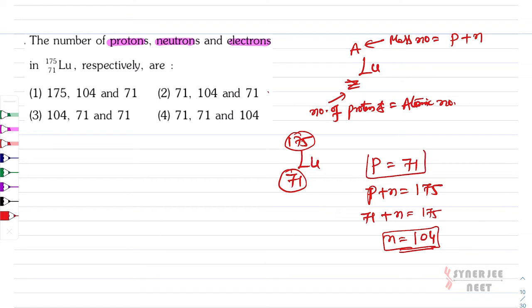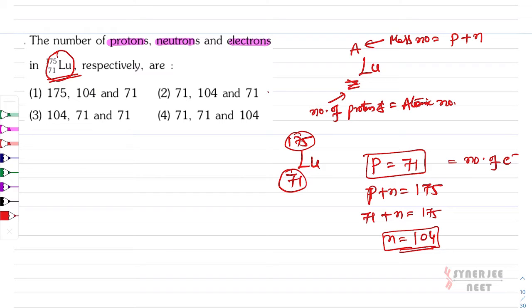So protons we know and neutrons we know. Since it is a neutral element, not a cation or anion, the number of protons must be equal to the number of electrons. Then only there is no net charge in the element. Suppose protons are more in number, it should exist in the form of cation. If electrons are more in number, it will exist in the form of anion. If both are equal, it is neutral. Since it is given as neutral, the number of electrons will also be the same as the number of protons. So protons and electrons are 71.